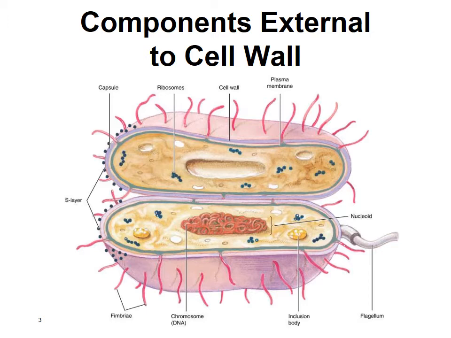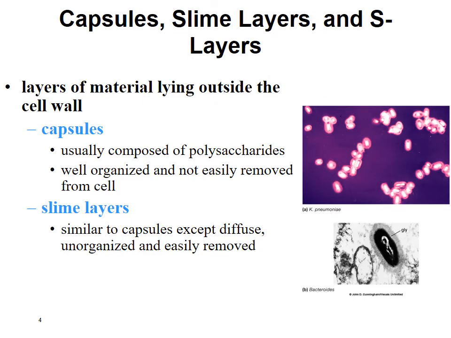So for example, the capsule, S layer, and slime layer. These layers of material lying outside the cell wall have different names depending on their characteristics. When a layer is well organised and not easily washed off, it's referred to as a capsule. Capsules are usually composed of polysaccharides. When the layer is unorganised and easily removed, then it's called a slime layer.